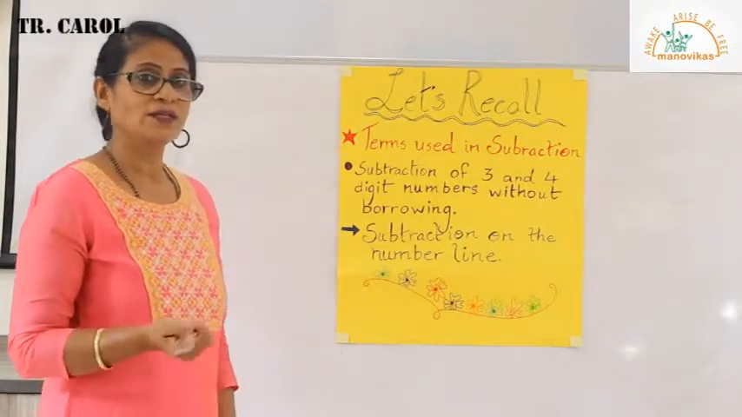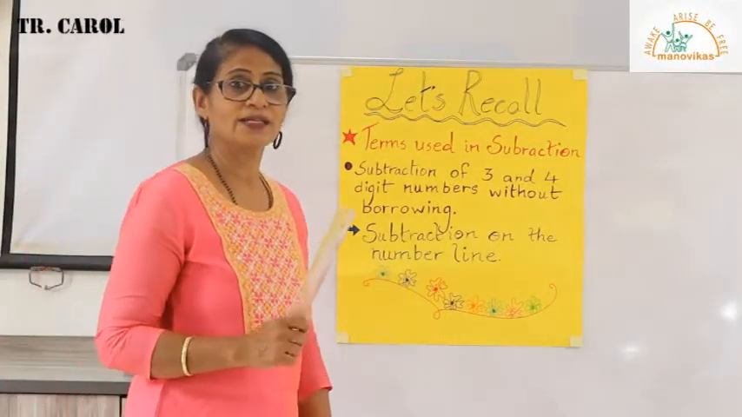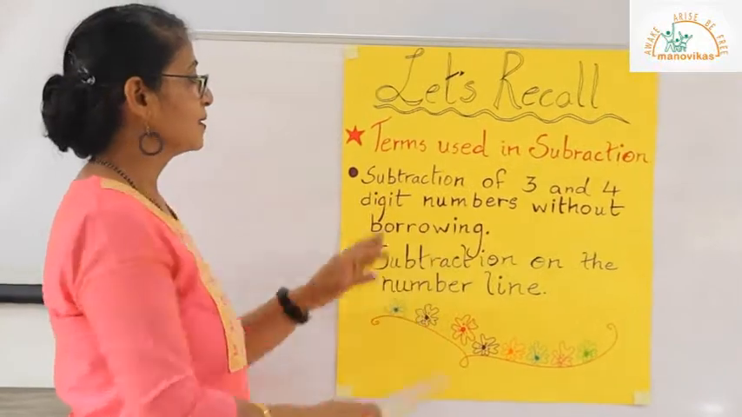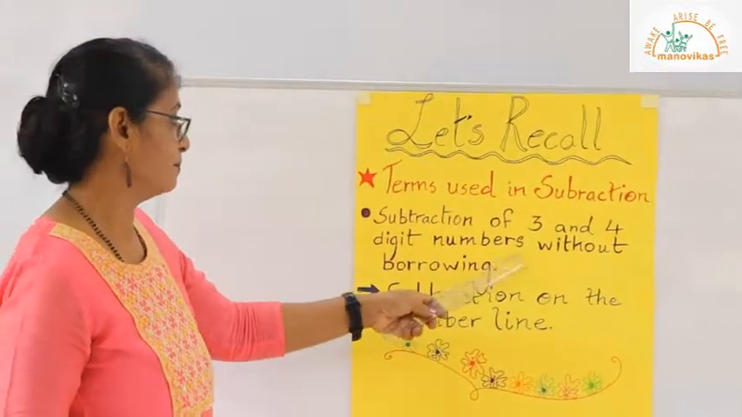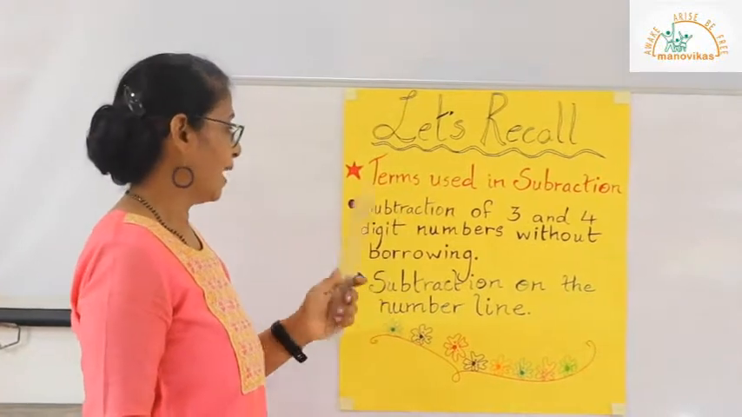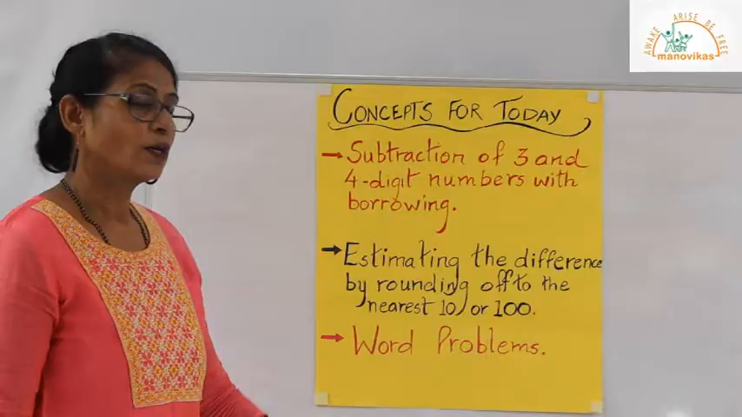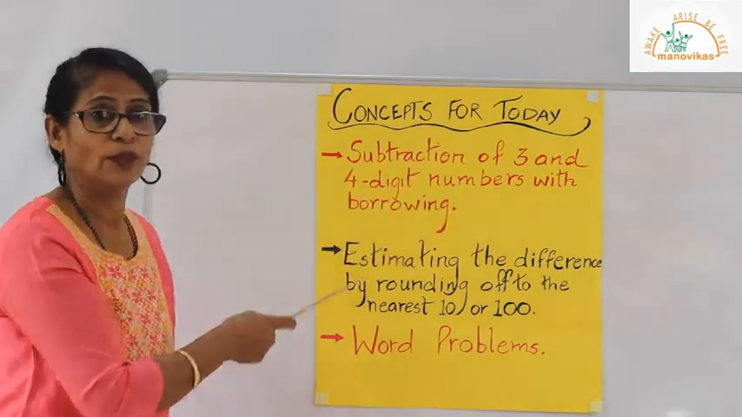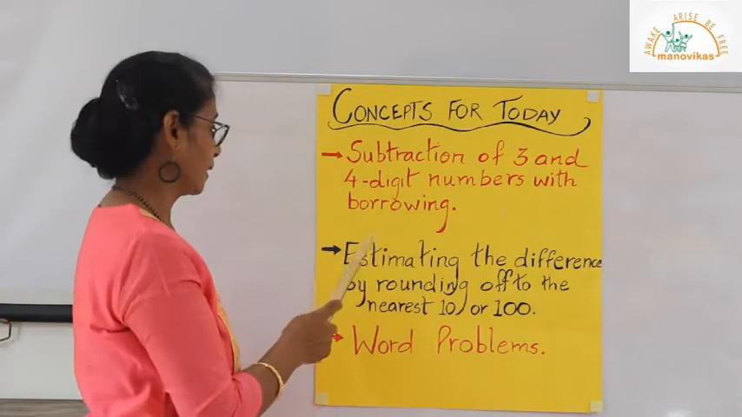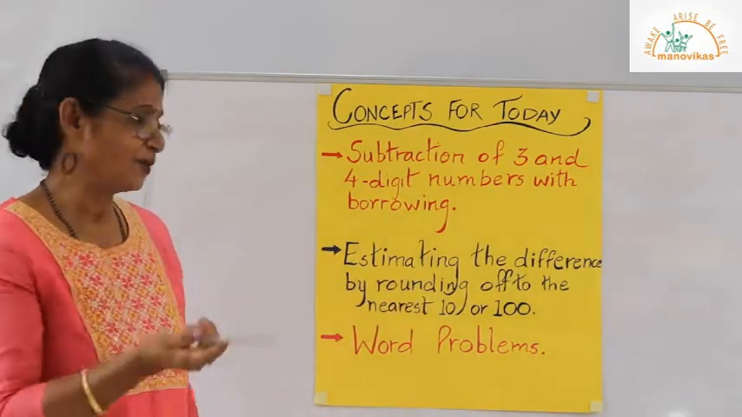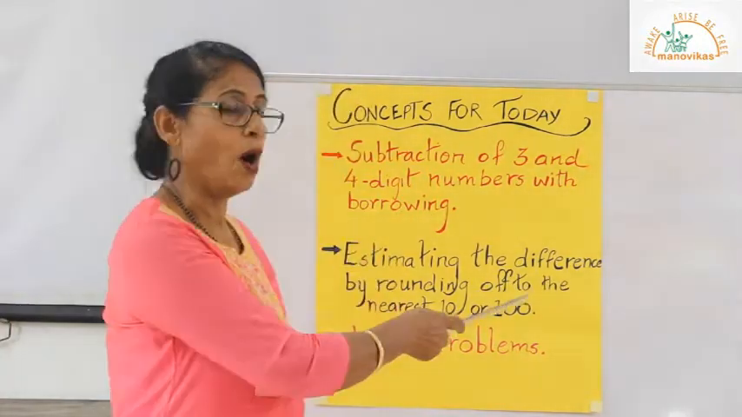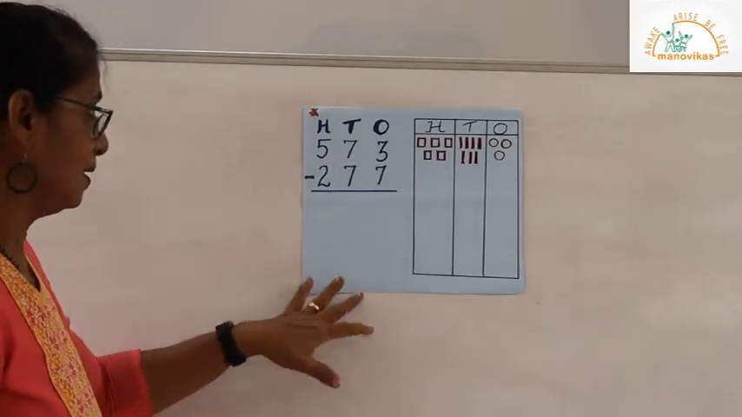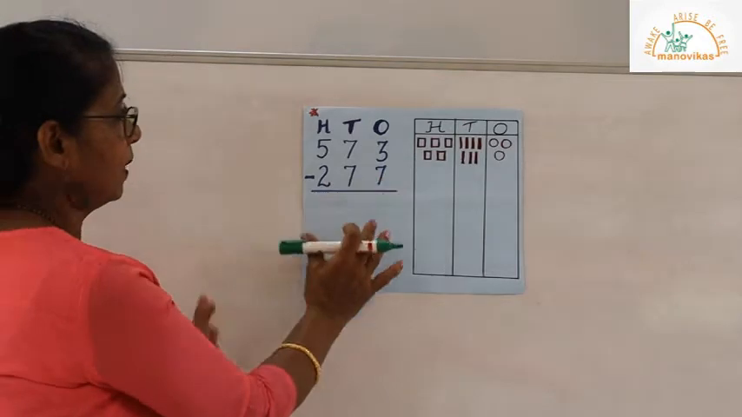Hello students, let's recall what we had done in our previous class. The terms used in subtraction, subtraction of 3 and 4 digit numbers without borrowing, and subtraction on the number line. Concepts for today are subtraction of 3 and 4 digit numbers with borrowing or regrouping, estimating the difference by rounding off to the nearest 10 or 100, and word problems.